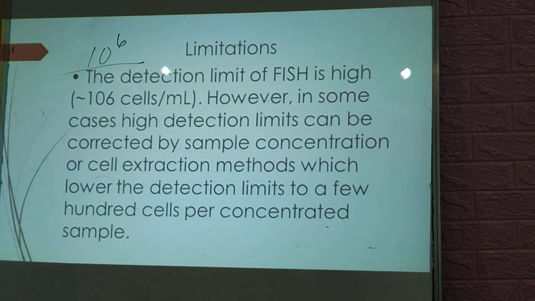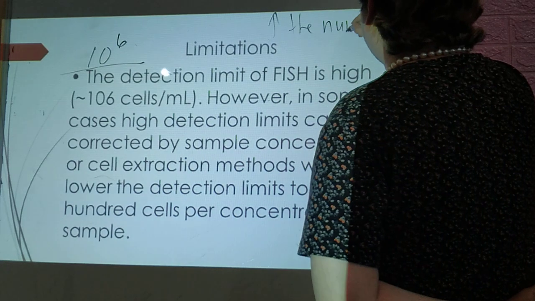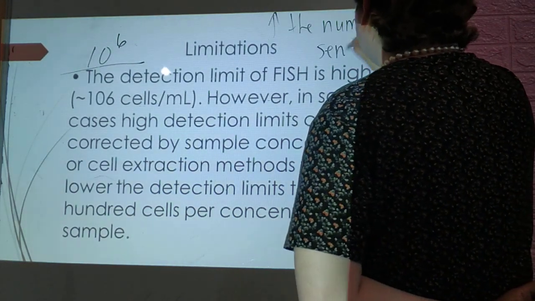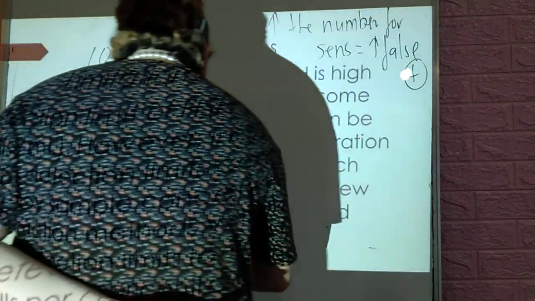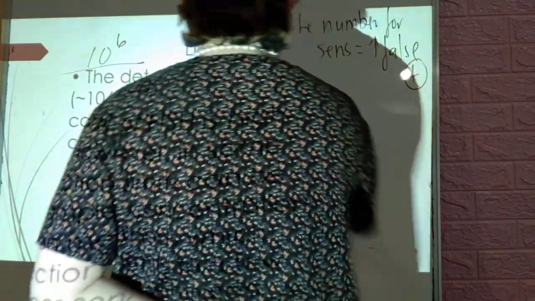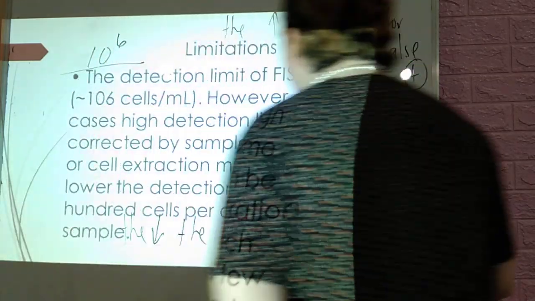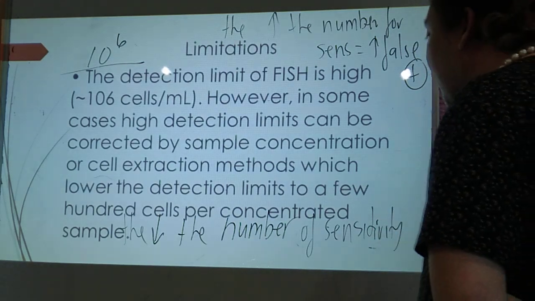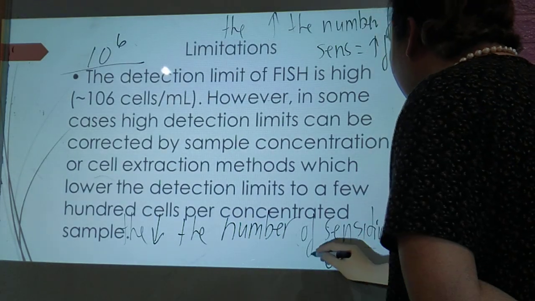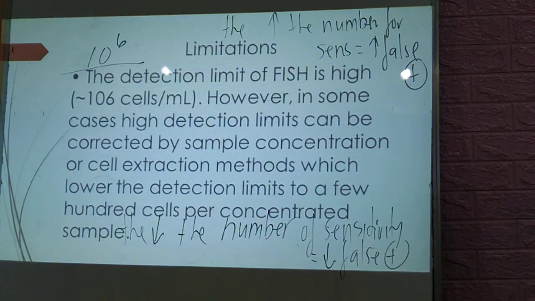Again, the higher the number for sensitivity, the greater is the false positive probability. But the lower the number, because we're talking about comparison, we're not talking about that specific interpretation. We're talking about the number. The lower the number of sensitivity, the lesser is false positivity. So take note of that information. It's not 106, it is 10 raised to the power of 6. Please correct that one.